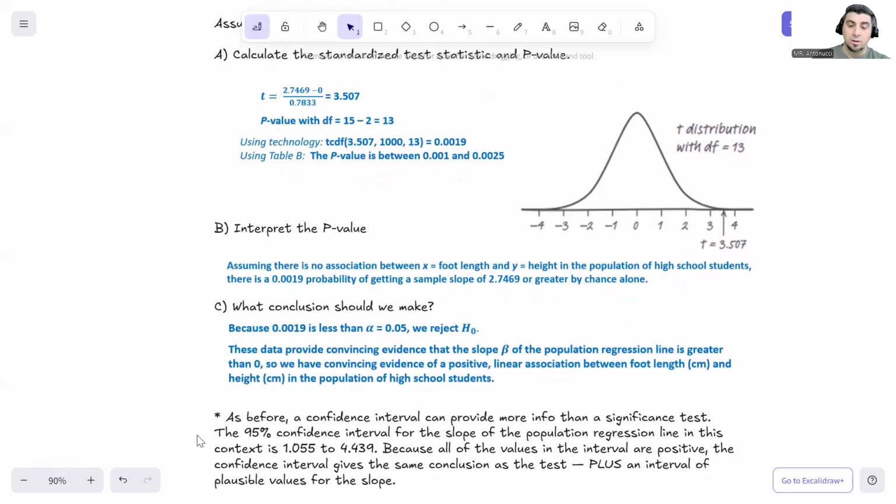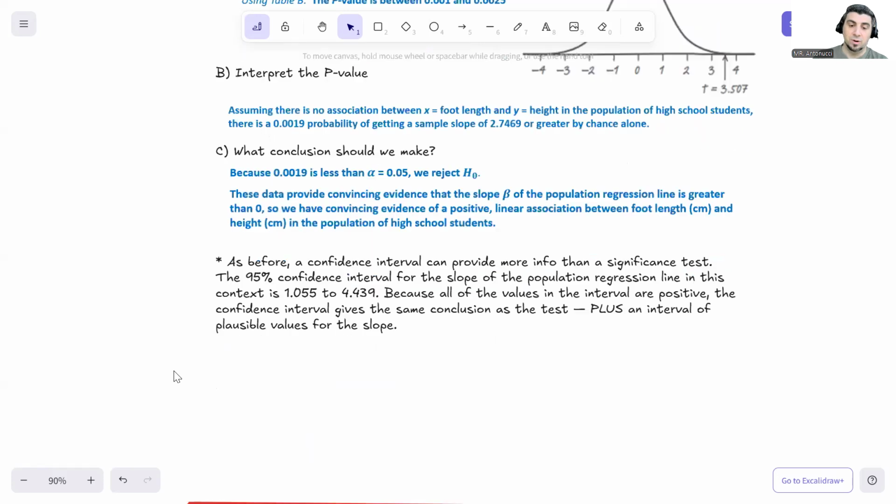So as before, the confidence interval, which we talked about in the last section, will provide more information than a significance test. If we went ahead and constructed a 95% confidence interval for this context, it would be 1.005 to 4.439. Additionally, because all of those values are positive, the confidence interval gives the same conclusion as the test. We have convincing evidence that the association is positive. Plus, it also gives us an interval of plausible values for the slope.